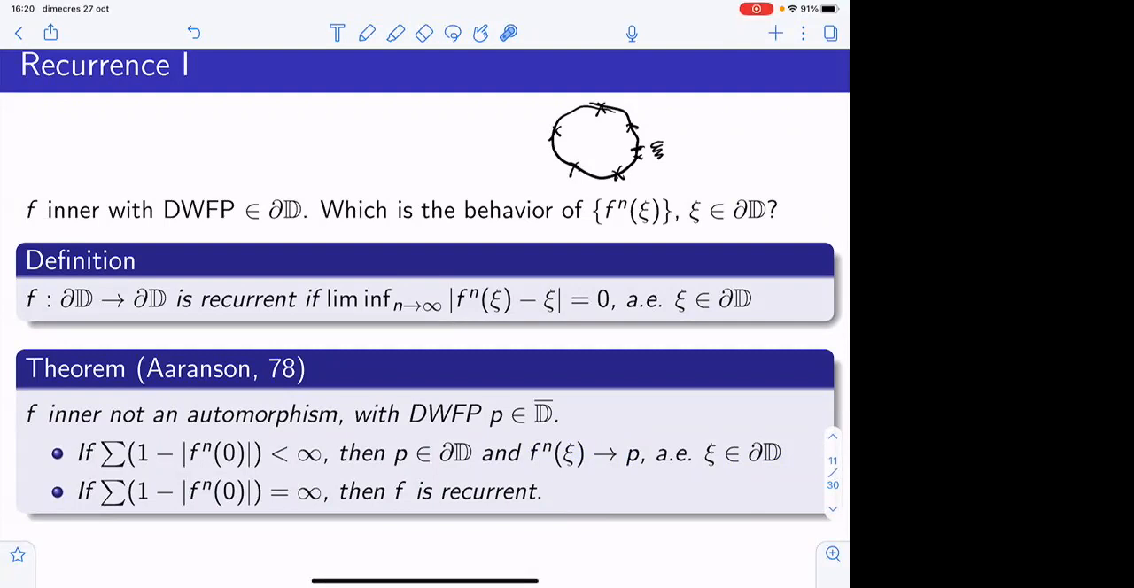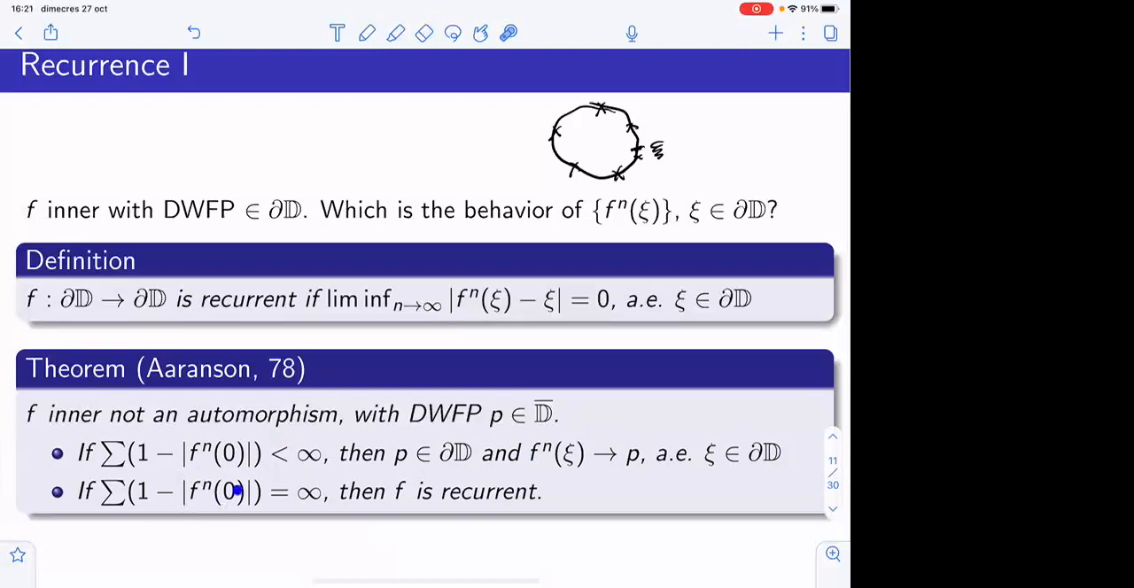Remember that we already knew that if you have the Denjoy-Wolf fixed point, then the iterates converge to this Denjoy-Wolf fixed point uniformly on compacts inside the unit disk. In that case, if this holds, this does not only hold on compacts of the unit disk, but also at almost every point in the boundary. Okay. So the first part is telling you that under this condition, the fixed point P acts as an attractor even in the boundary.